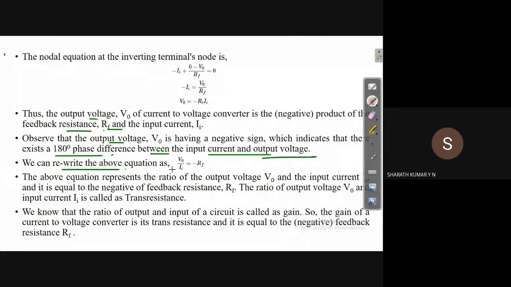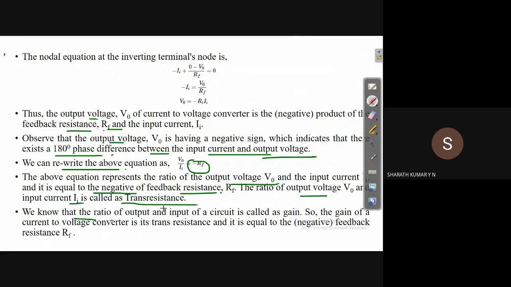We can rewrite the above equation in terms of RF like this. The equation represents the ratio of the output voltage to the input current, and it is equal to the negative of the feedback resistance RF. The ratio of the output voltage V naught and the input current II is called the transresistance. So the ratio of the output voltage and the input current is called the transresistance.